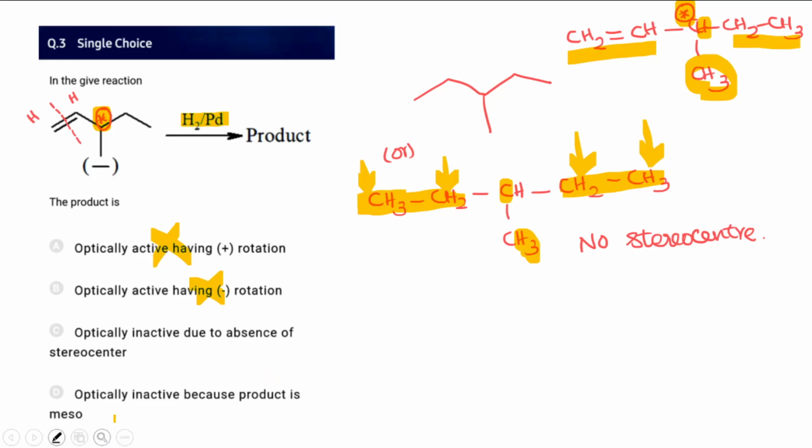Now, meso means a chiral center or stereo center will be there, but the product is meso, maybe because of some POS, plane of symmetry, or center of symmetry, or axis of symmetry, something like that.